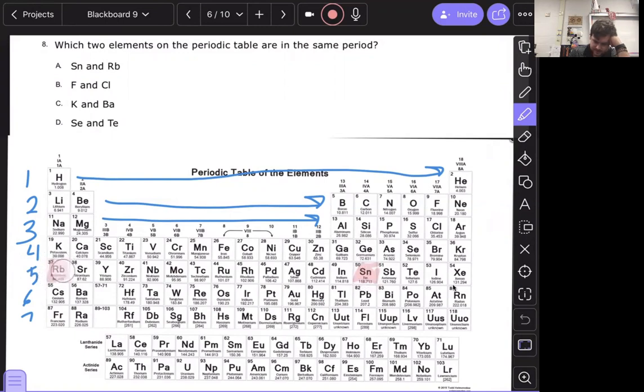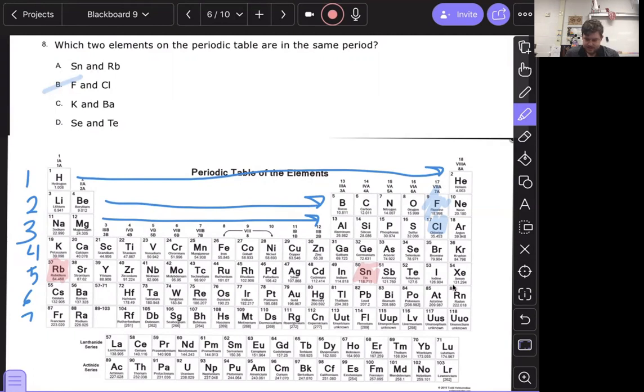Oh, look at that. Right off the bat, they're both in period 5. Let's see if there's any other possible answers. So my next one's fluorine and chlorine. All right, fluorine, chlorine. They're in the same group. Remember, groups go up and down, but periods are at the end of our sentence, and we read left to right. So, no, it's not fluorine and chlorine.